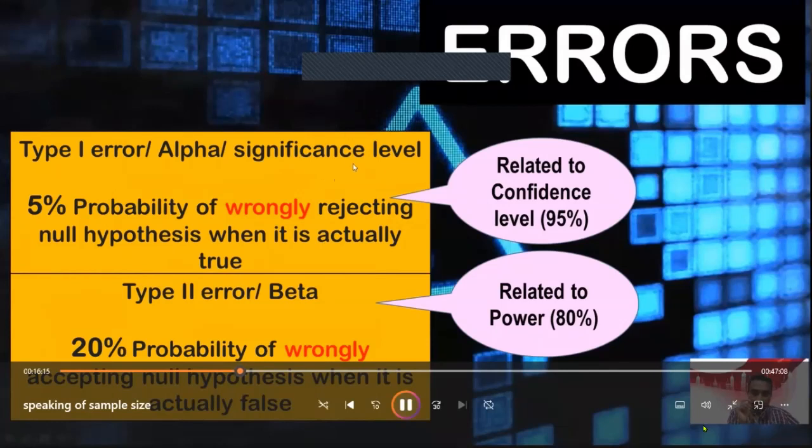We will keep the significance level at 5% and we will check whether the probability value is above the significance level or below the significance level. What does 5% mean? We are giving 5% probability for the error to occur.